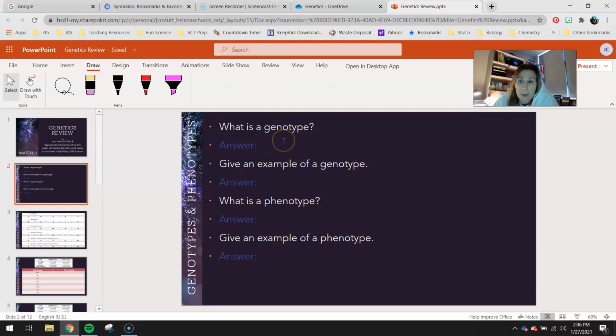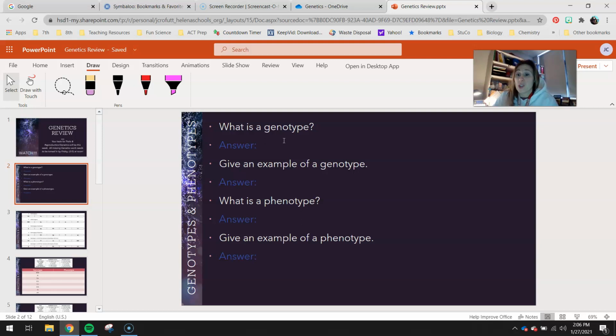So what is a genotype? Remember that the genotype is basically what we see in our genes, and it's not always easy for us to see. But how I want to define that is it's the combination of our genes or alleles that parents pass down to us. So combination of genes or alleles. Okay, and give an example of a genotype.